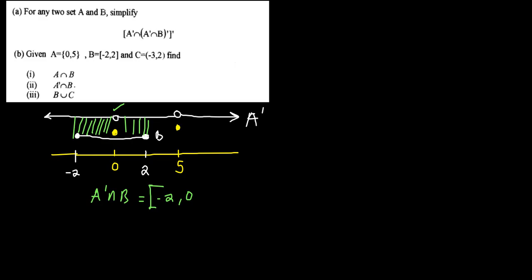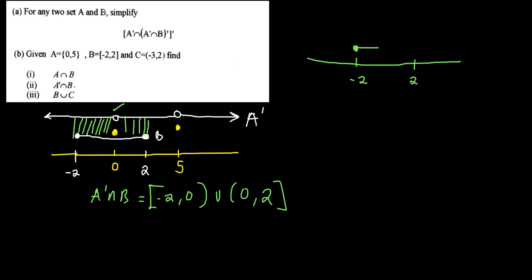Now B union C is going to be very easy and direct. The set B is from -2 up to +2. It's closed at both ends. And then the set C is from -3 up to 2. So it's going to be open at negative 3, and also open at 2. Remember, union is you combining the sets, so simply negative 3 up to 2. Therefore, B union C is going to be from negative 3 up to 2.